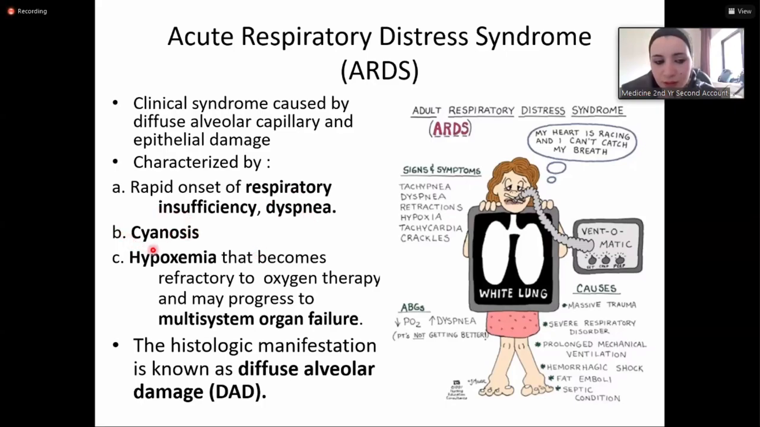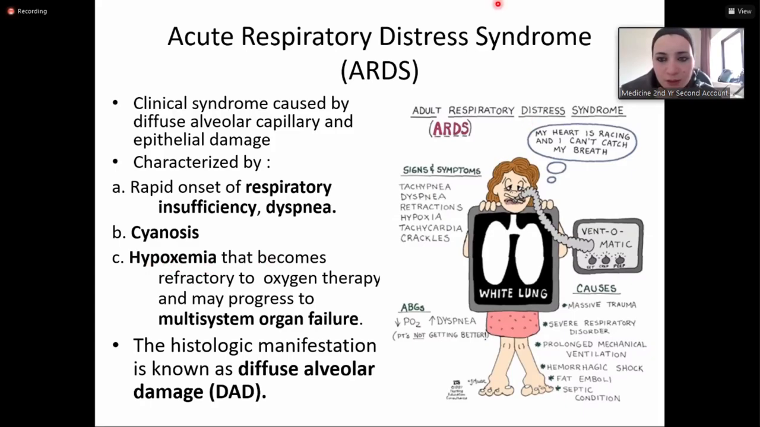Cyanosis means bluish discoloration, mainly بيصير around the lips, يعني lips they turn into blue, and nails أو nail beds بيبينوا bluish in color. هذا بنسميه cyanosis. ليش cyanosis؟ لأنه ما في adequate oxygenation, ما في oxygen reaching the body, so they start to have a bluish appearance, bluish discoloration. The third is hypoxemia.